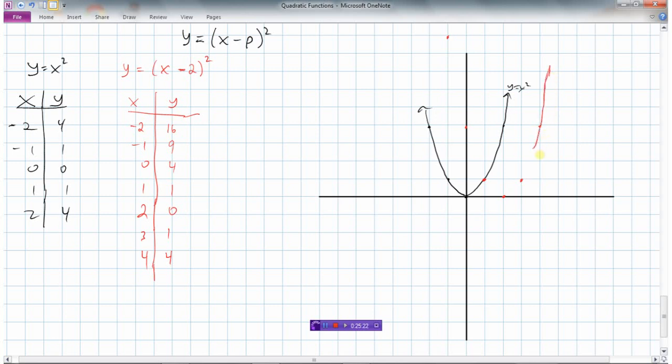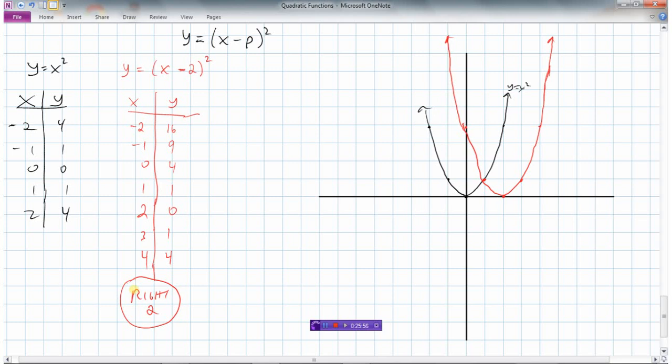So, connecting the points in a smooth curve. Wow, this looks like this whole graph has gone to the right. It's got the same shape, but everything has moved to the right. This point went right too. This point's over here. This point's over here. Everything's moved right 2. So replacing x with x minus 2 has moved the graph right 2.